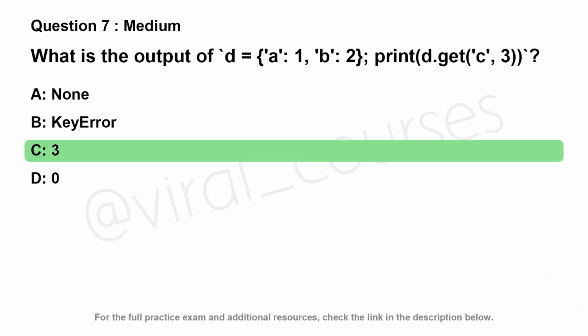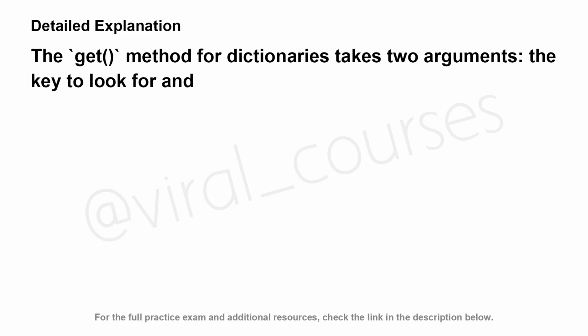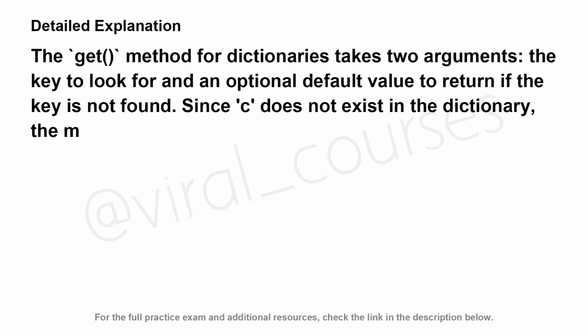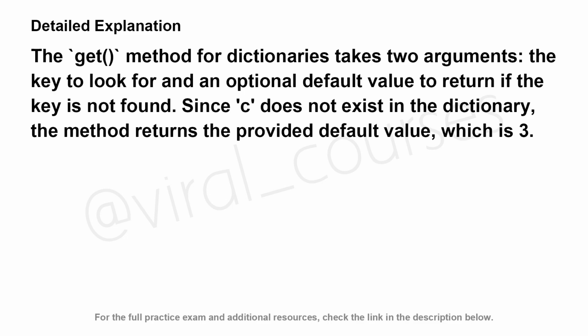The correct answer is C. The get method for dictionaries takes two arguments: the key to look for and an optional default value to return if the key is not found. Since 'c' does not exist in the dictionary, the method returns the provided default value, which is 3.